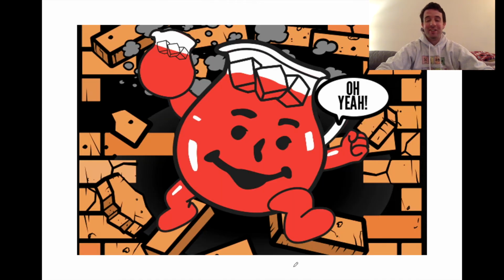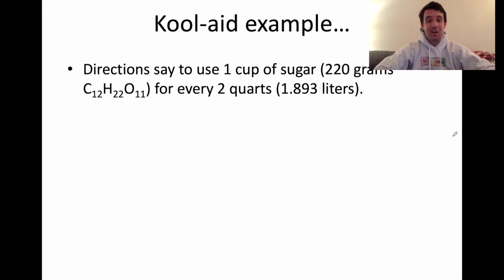Here's a screen of a Kool-Aid man because our next example we're going to talk about is Kool-Aid. So if you look at the back of a Kool-Aid packet, which who does, it says to use 1 cup of Kool-Aid mix, which is pretty much sugar, for every 2 quarts. And you'll see that I've converted those into grams and liters respectively, so you didn't have to.